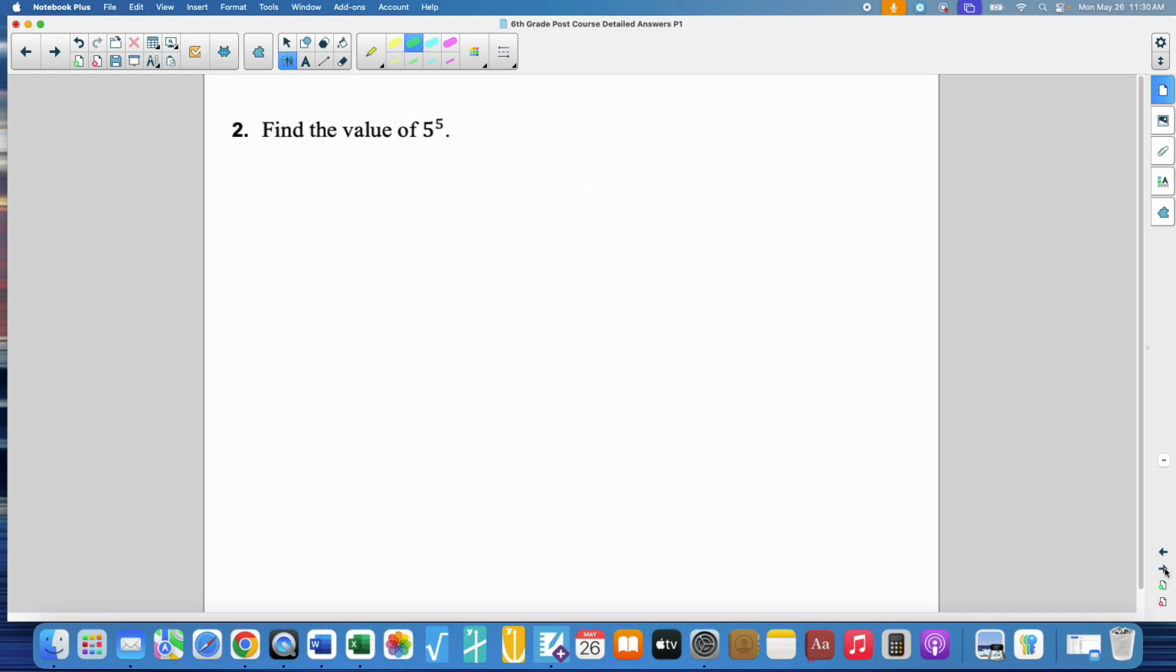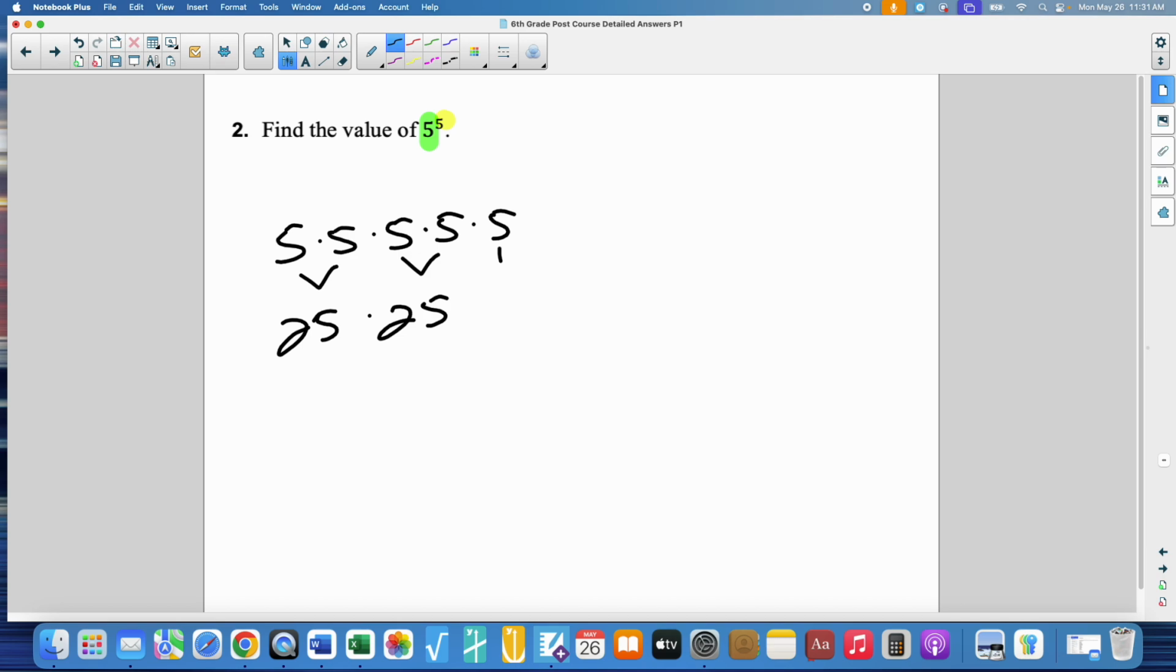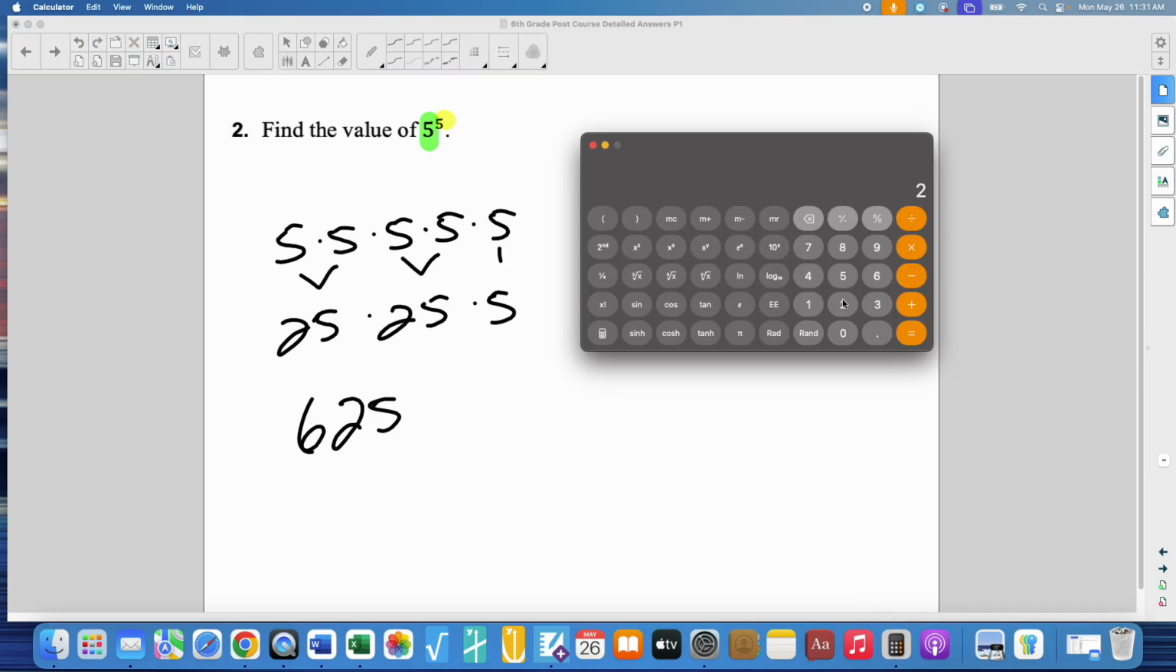Find the value of 5 to the 5th. So the exponent is 5, the base is 5 also, so that is going to equal 5 times 5 times 5 times 5 times 5. We know that 5 times 5 is 25, and then we bring down that 5. 25 times 25 is 625. That doesn't sound right, but we'll see. Let's do 25 times 25. Where's my calculator? 25 times 25.